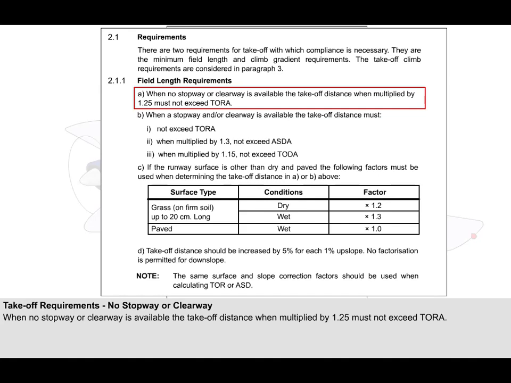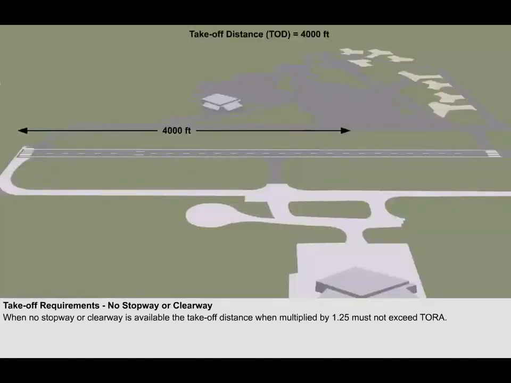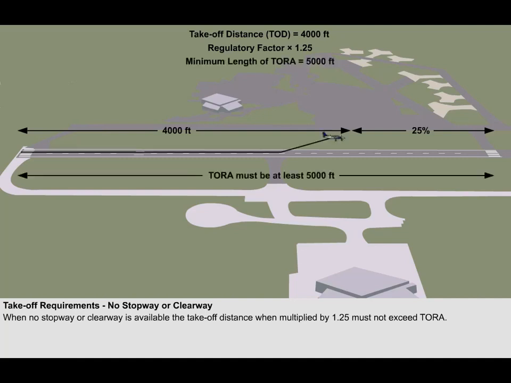This is best understood looking at an example. Let us assume that the aeroplane flight manual gives the takeoff distance as 4,000 feet. Multiplying this value by 1.25 gives us a value of 5,000 feet. Essentially, this means that the runway must be at least 5,000 feet long, or, more correctly, the takeoff run available must be at least 5,000 feet long.